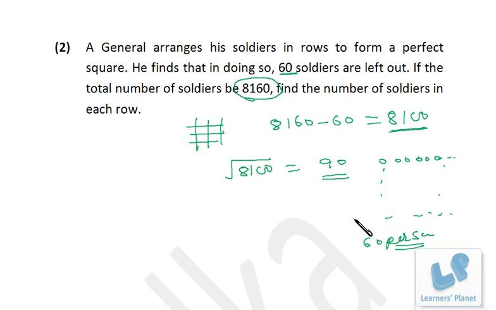Okay, so I hope you are getting me. So we have to find out the number of soldiers in each row. That's 90. So 90 soldiers, 90 rows. So in all 8100 places are occupied, and there 60 persons, they are not getting place. Okay, I hope you are clear.